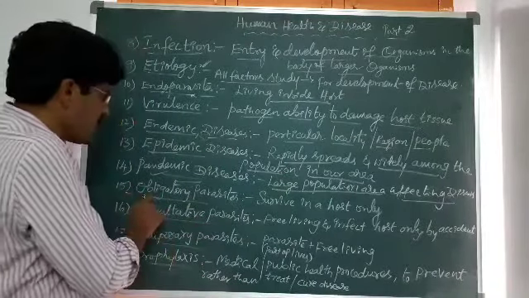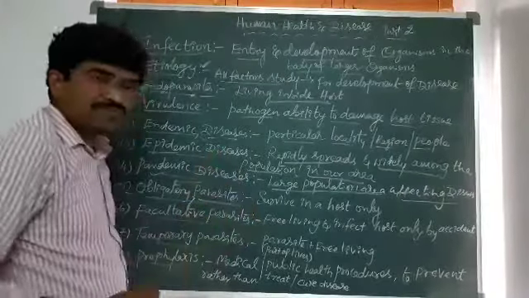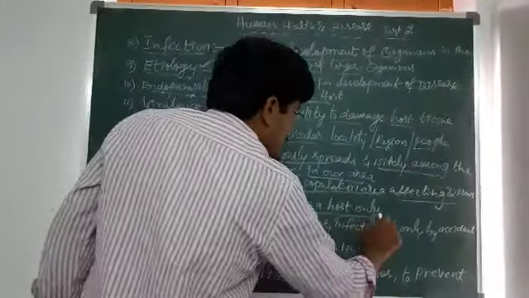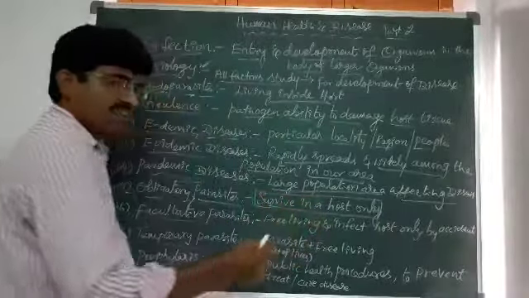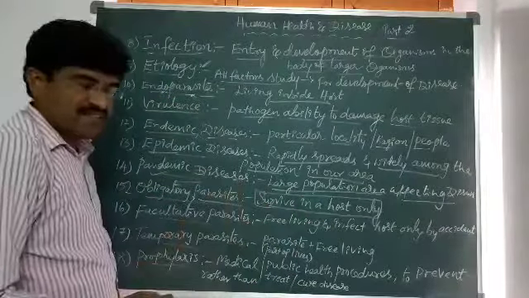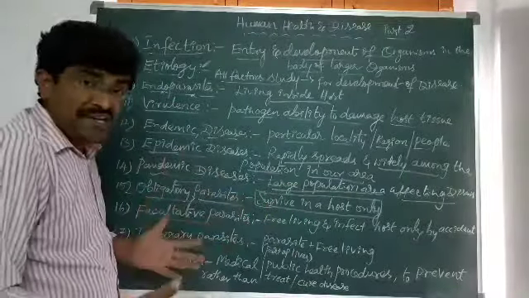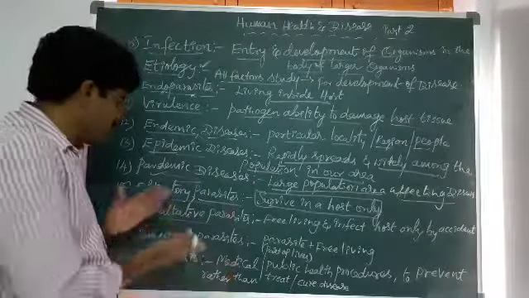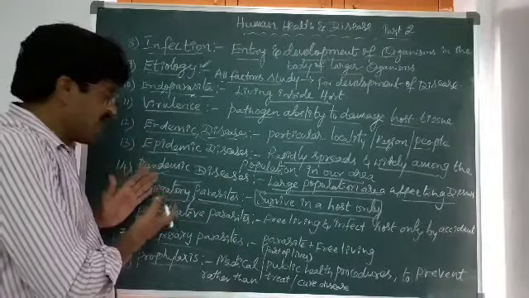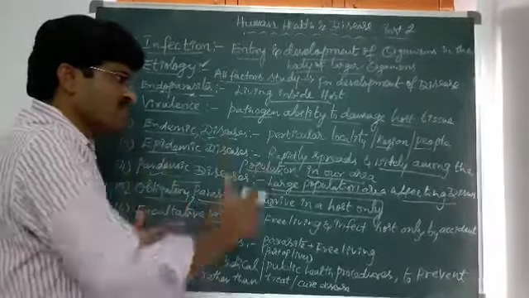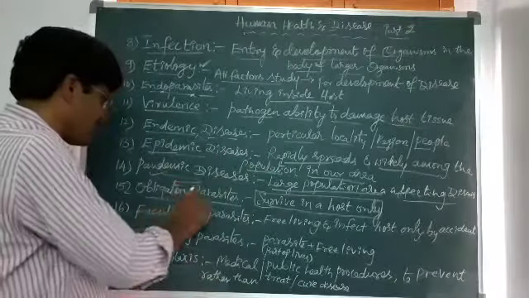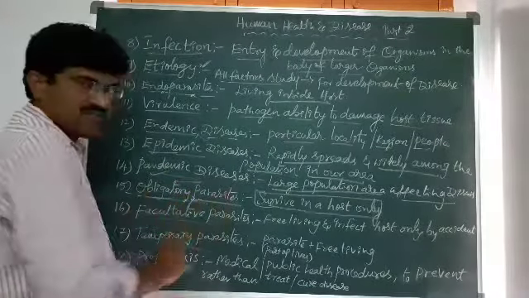And the 15th one is obligatory parasites. These survive in a host only. Such parasites we call obligatory parasites. They are unable to survive freely outside because of the lack of proper development of systems, and they depend completely on the host for survival. Such parasites we call obligatory parasites.